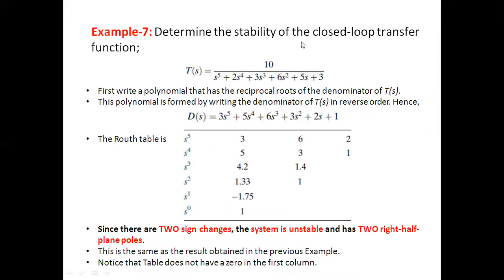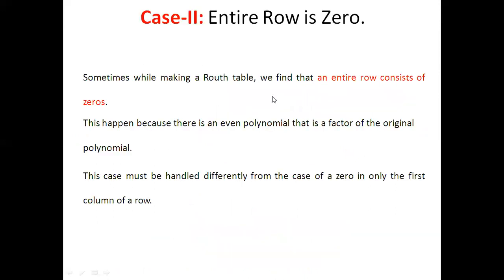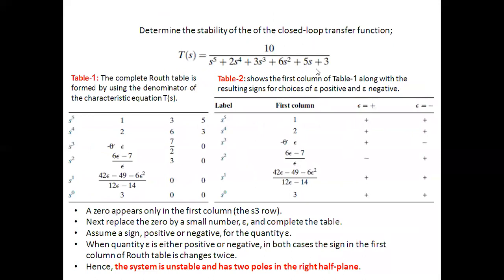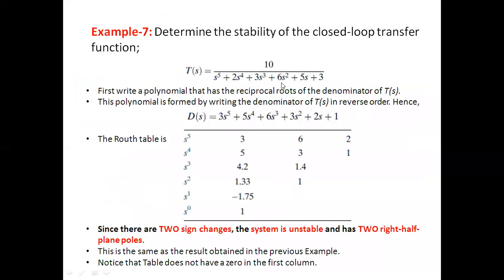So here is another approach, where we write the polynomial for that particular case. We can write the same characteristic polynomial, both are the same, but we can write it with the reciprocal roots of the denominator of T(s). So how? Starting from the right-hand side, it becomes 3s to the power 5, 5s to the power 4, 6s cube, 3s square, plus 2s plus 1. So just take the reciprocal.